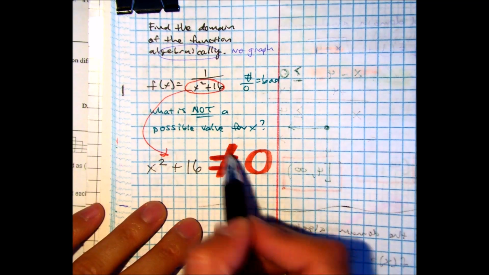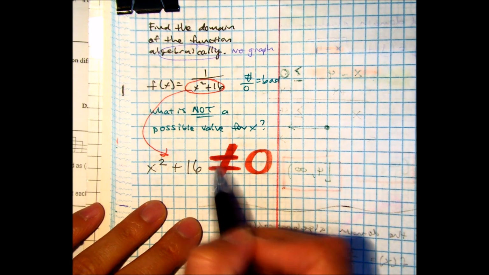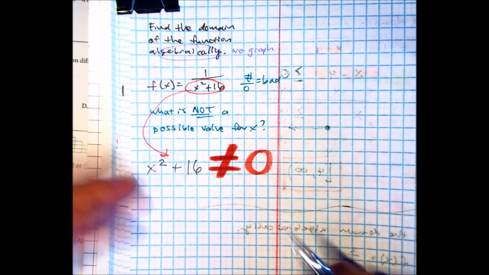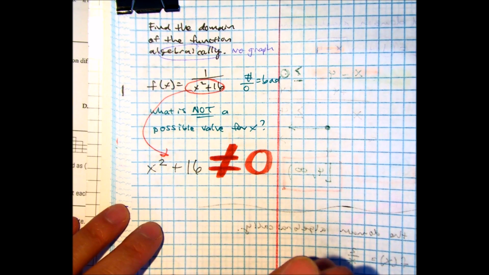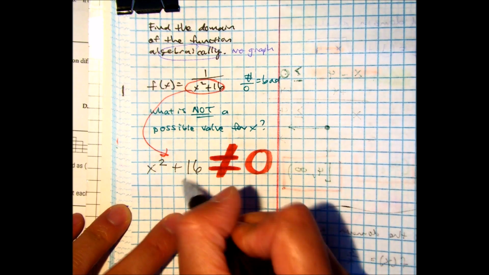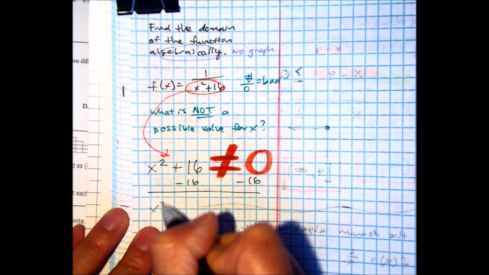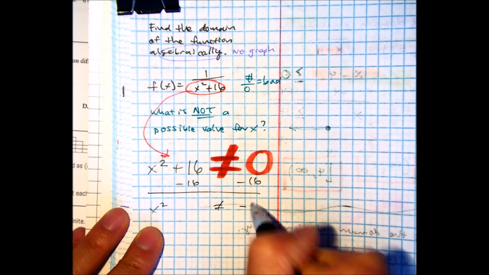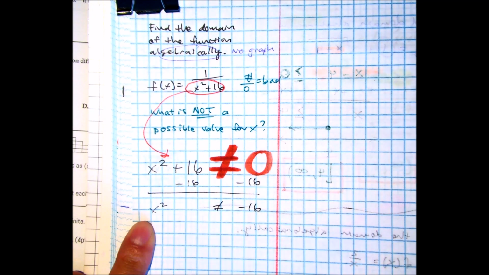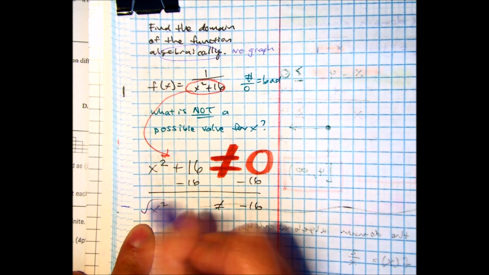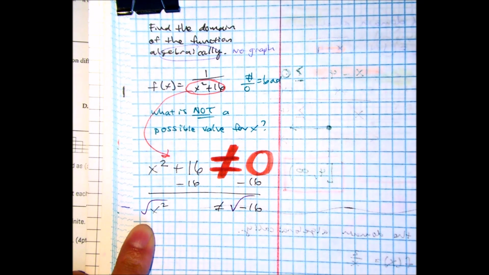Now before, when you had an inequality symbol and you were intimidated by it, just pretend it's an equal sign. So how would you solve this if it was an equal sign? Subtract 16. x squared is not equal to negative 16. How would you solve for x? Square root. Okay, what's left?